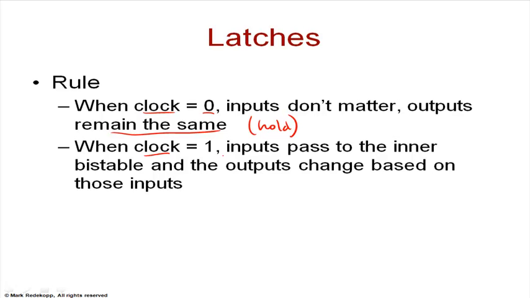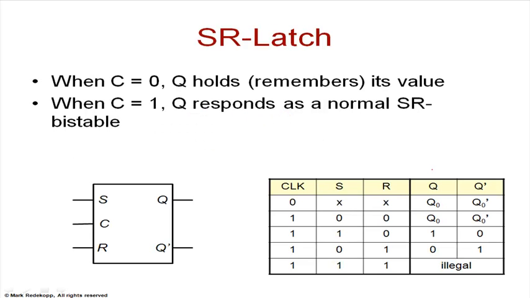When the clock turns on, your inputs are passed to the bistable and the outputs change. So the outputs can change when the clock is 1. So what's our first latch? It's just our good old SR type idea with this new clock input. It's a bistable with this extra clock, and now we call it a latch. I call this an SR latch.